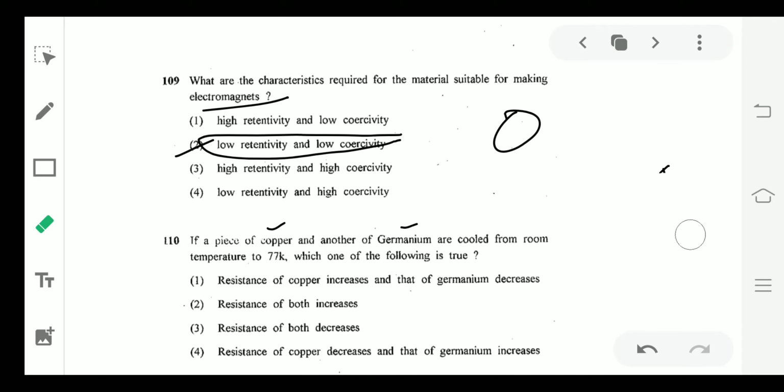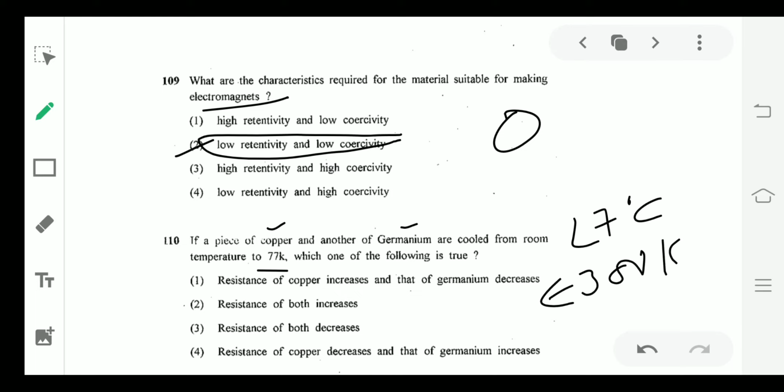So here, on decreasing temperature, means from room temperature to 77 Kelvin. Room temperature is 27 degrees Celsius, which is approximately equal to 300 Kelvin. So on decreasing temperature from 300 Kelvin to 77 Kelvin, the resistance of the semiconductor starts increasing and the resistance of the metal, which is copper, starts decreasing.